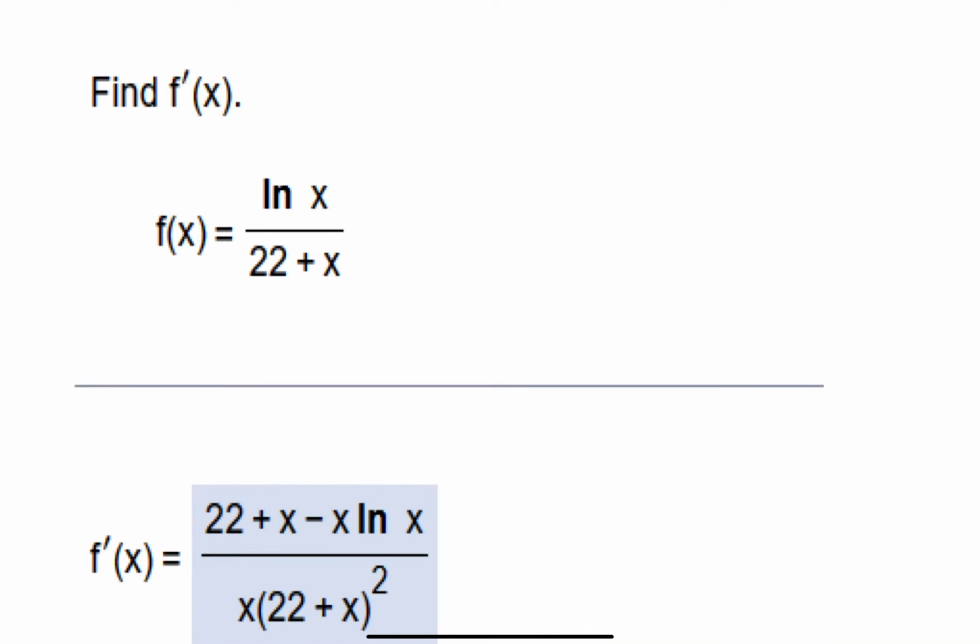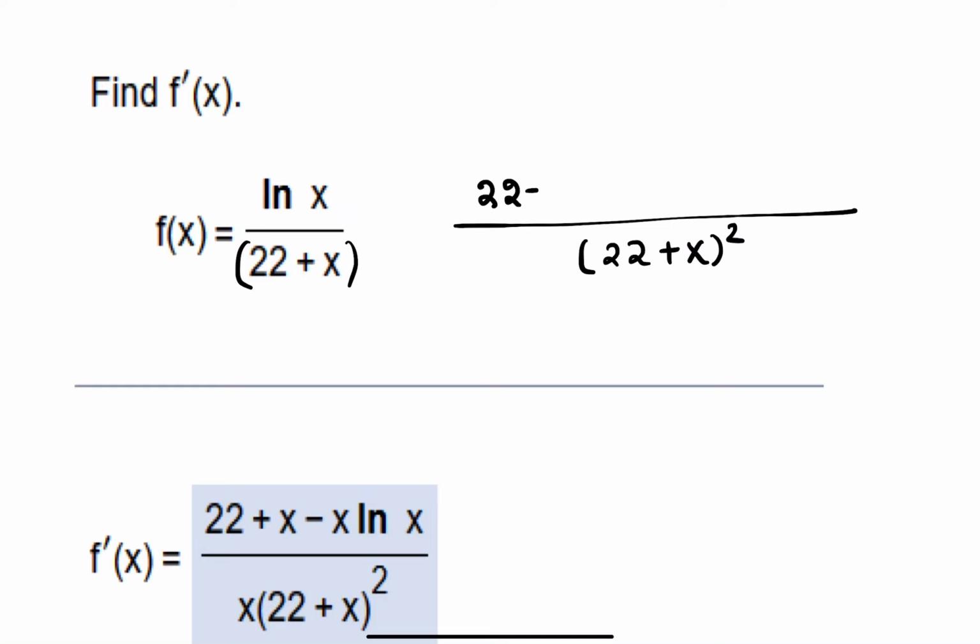This is the quotient rule. And again, let me write this down. The quotient rule is I take the denominator and I square it, and I write the denominator on the top times the derivative of ln x, which is 1 over x. Instead of a plus sign, now we have a minus sign times the first function, which is ln x, times the derivative of 22 plus x, which is 1.